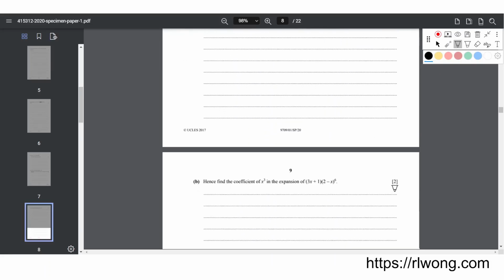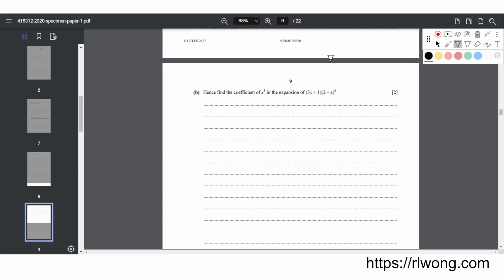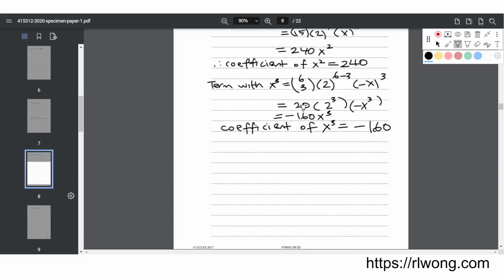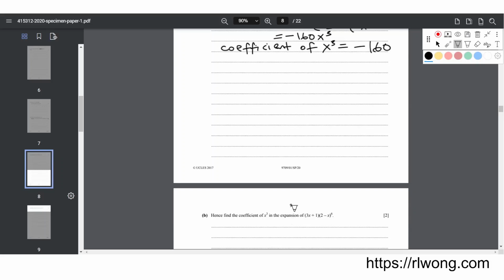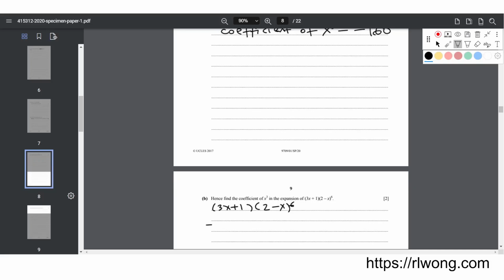Okay, next let's move on to question B. Hence, find the coefficient of x cubed in the expansion of (3x + 1)(2 − x)^6. So you definitely need to make use of this. We have 3x plus 1 multiplied by 2 minus x to the power of 6. If I'm interested in the coefficient of x cubed, and here I have 3x plus 1.